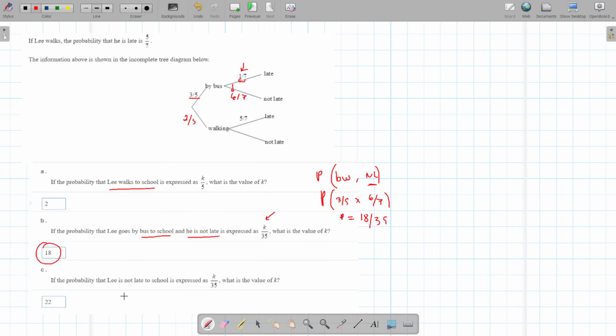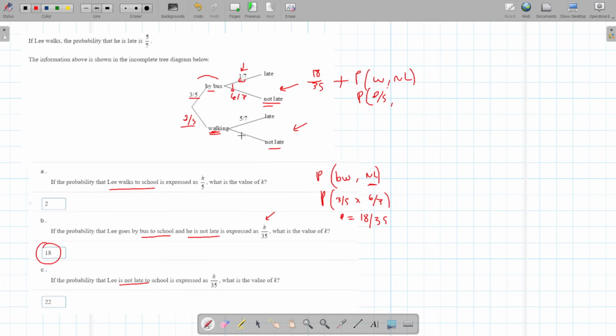Probability that Lee is not late to school. Not late to school, he can either go by bus and be not late, or he can go walking and be not late. So you have to find this probability and this probability and then add them both up. This probability we said by bus and not late, we said it was 18 over 35. Plus the probability that he goes walking and not late. What's the probability he goes walking? We said 2 over 5.